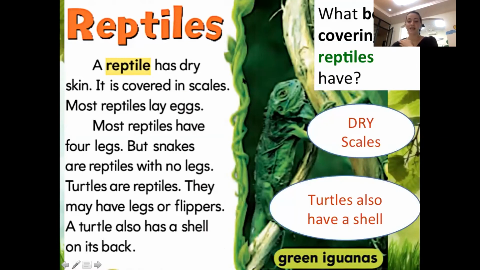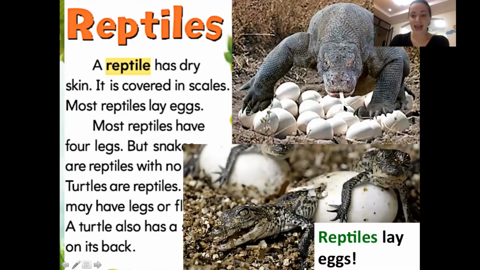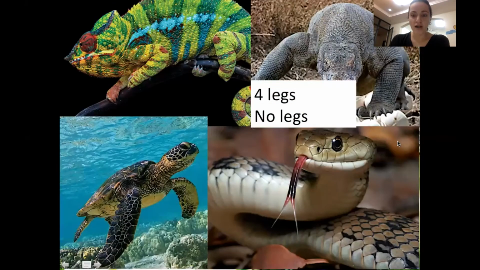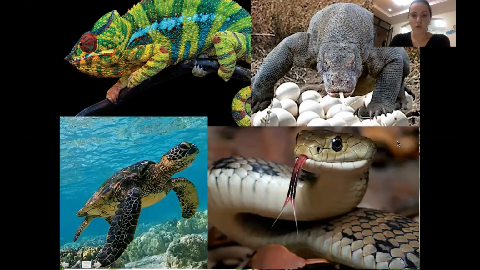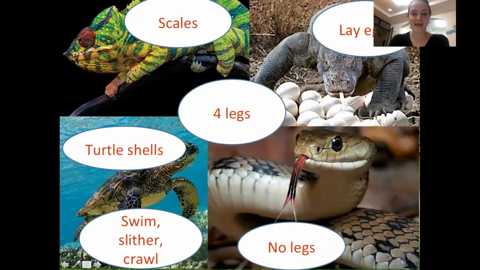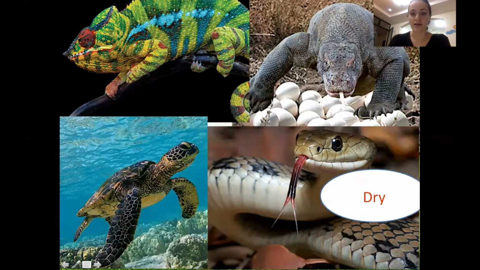Dry scales, and a turtle has a shell. Reptiles lay eggs. Here's an alligator and a Komodo dragon. They lay eggs. They have 4 legs or no legs. Excellent job, everybody. Okay. And they swim, slither, or crawl.